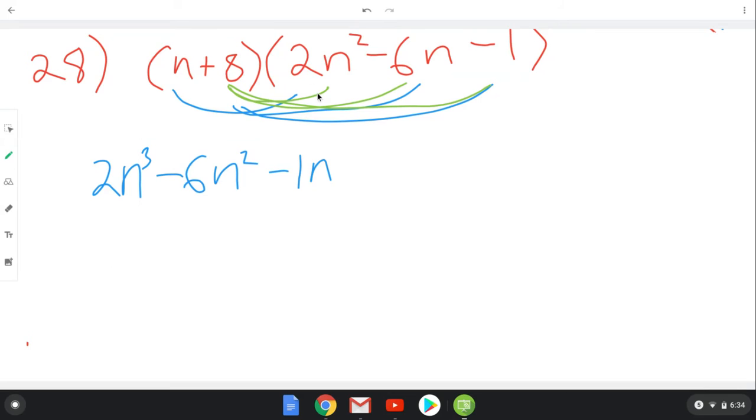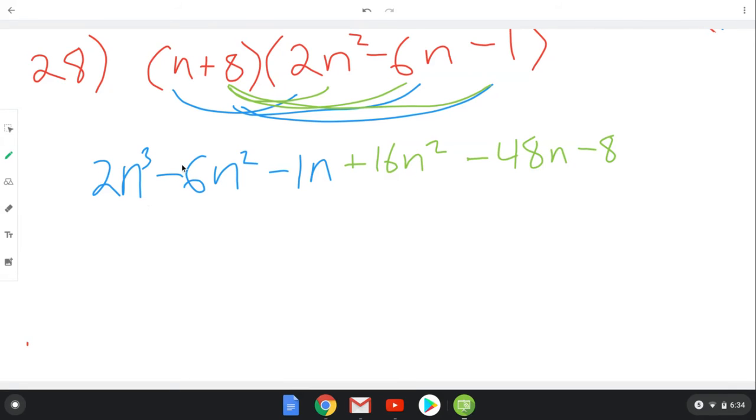So now we have to multiply 8 by each of these. So I'm going to do 8 times 2n squared. So that's going to be plus 16n squared, right? 8 times 2 is 16, and the 8 doesn't have an n, so the n squared just stays the way it is. And then I have 8 times negative 6n, so that's going to be negative 48n. And then I have 8 times negative 1 is just going to be negative 8, right? So now that I've done all of that, I'm just going to combine like terms.